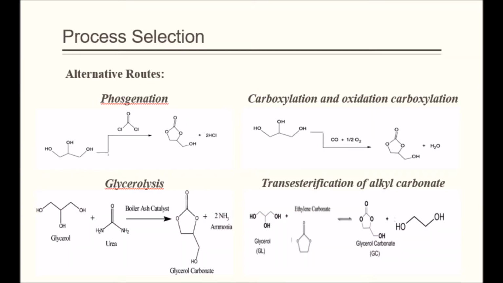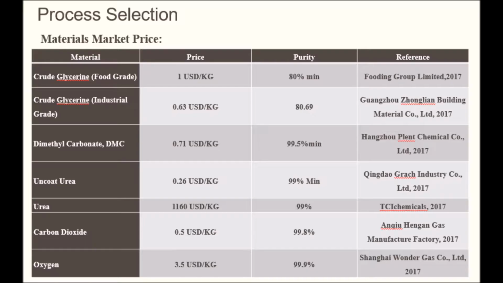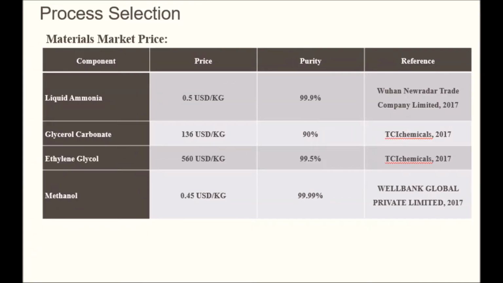Besides, there are several alternative routes such as phosgenation, carboxylation and oxidative carboxylation, glycerolysis, as well as transesterification of alkyl carbonate. The material market price is listed in the following slides, which includes crude glycerin for food grade, crude glycerin for industrial grade, dimethyl carbonate, uncoated urea, carbon dioxide, oxygen, liquid ammonia, glycerol carbonate, ethylene glycol, and methanol.